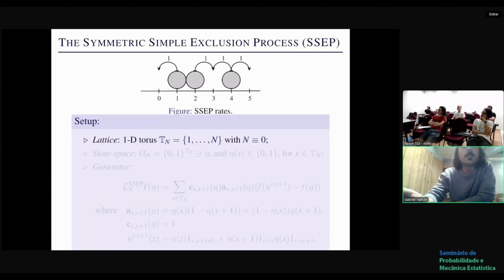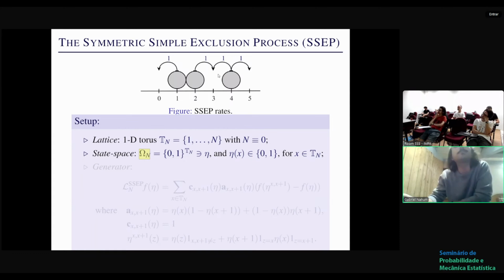Now, in order to fix some notation, we will consider the one-dimensional discrete torus. So we take this N very large and identify it with 0. Our state space will be called Omega_N. So we have these strings of zeros and ones. The value 1 is associated with the presence of a particle, and the value 0 with a vacancy. We write eta as the configurations in this space, and eta_x as the occupation at the site x, so the projection of the configuration on this site x in the torus. And naturally, this belongs to either 0 or 1.